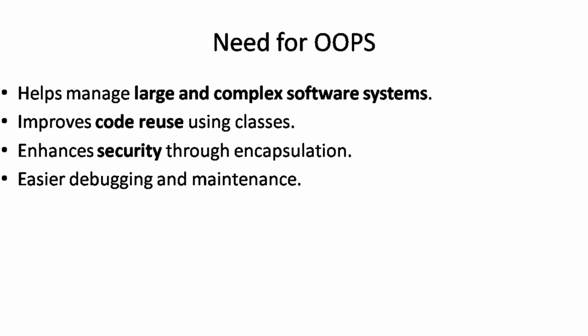As software systems grow larger and more complex, traditional programming approaches become insufficient. Object-oriented programming helps manage complexity by organizing code into reusable components. Classes allow us to reuse code efficiently, reducing duplication. Encapsulation improves security by restricting direct access to data. Debugging becomes easier because each object can be tested independently. OOPS is essential for developing reliable, maintainable, and scalable software systems.